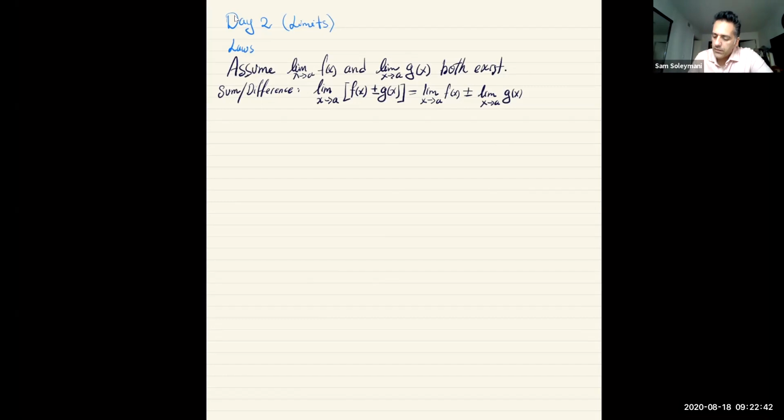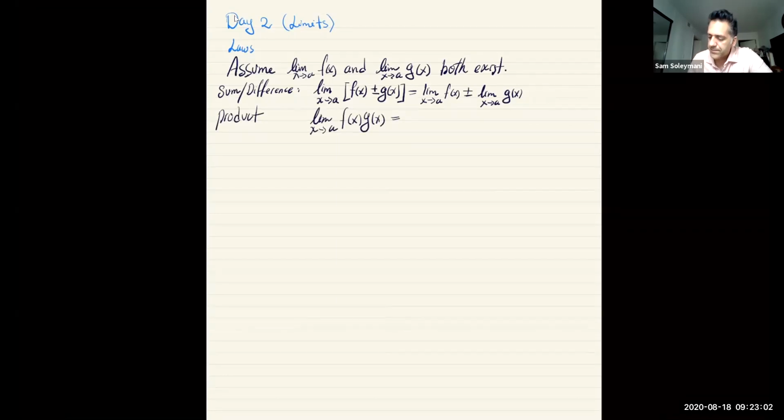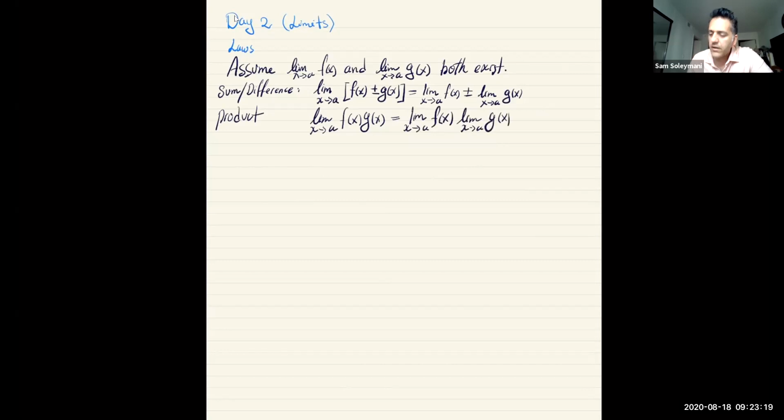Or you have the product law, which says the limit as x goes to a of f of x times g of x. The only time that you can use this law is if the limit exists. So the law says this is equal to the limit of f times the limit as x goes to a of g. The limit of a product is the product of limits. Okay?